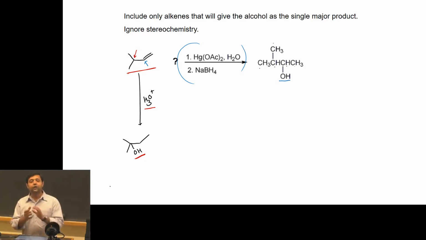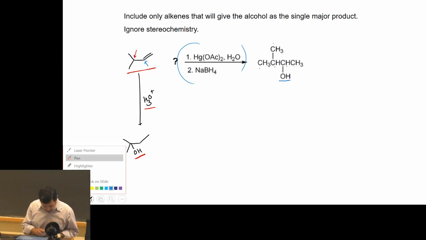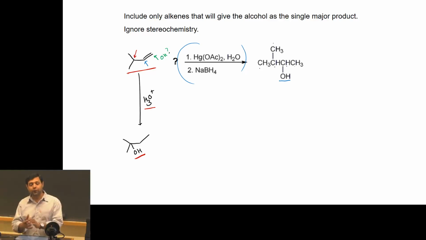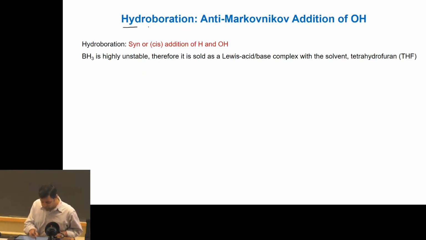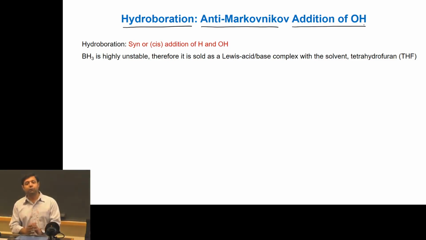Right? Now the question to ask is, is there a reagent that will install an OH group on the less substituted carbon of the double bond? In other words, is there a reaction that will allow you to make this product where the OH is going to the less substituted carbon of the double bond? And that reaction is the hydroboration reaction. It is the anti-Markovnikov addition of OH to the double bond. So the OH is added to the less substituted carbon of the double bond.